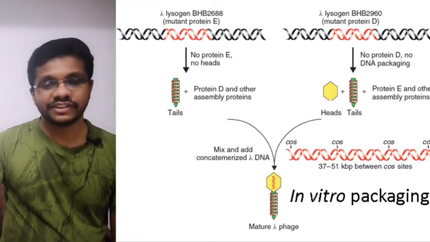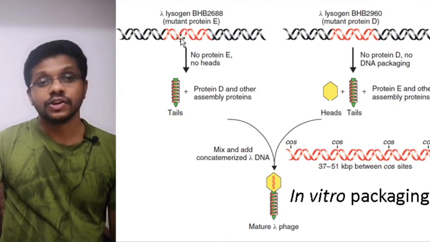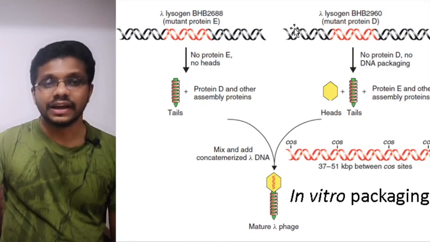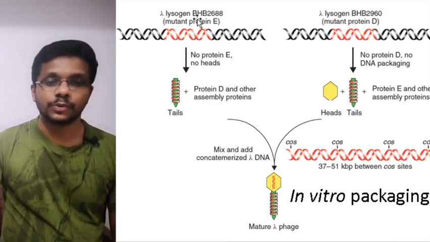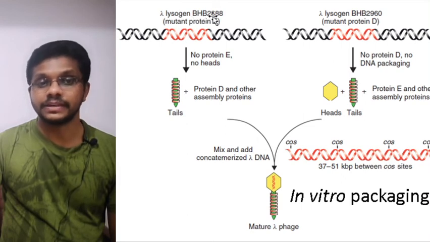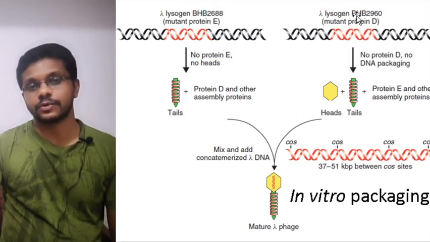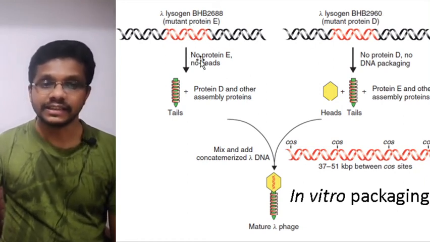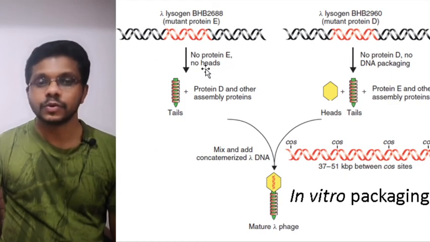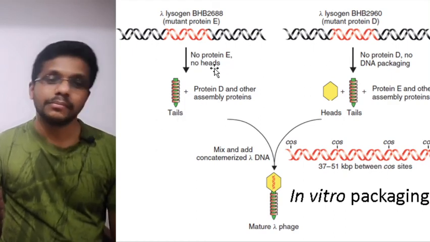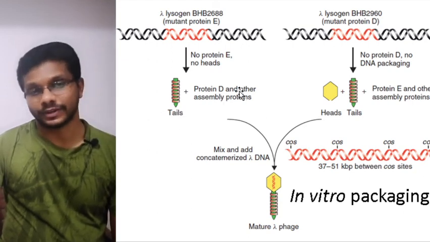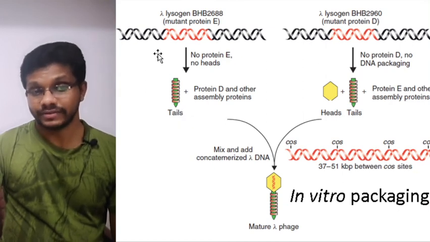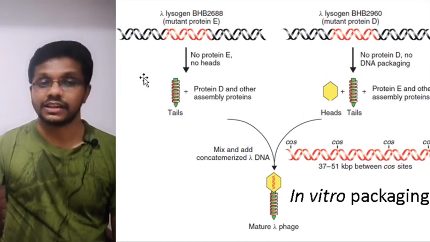We make the phage structural proteins in a two-step procedure. We have two different lysogens. One is called mutant E and the other is mutant D. Mutant E is produced by a lambda phage called BHP2688, and mutant D is produced by BHP2960. The peculiarity of mutant E is that it does not produce E protein. If there is no E protein, there won't be any head. But it is able to produce tail and D protein. So there is no functional virion, because there is no head.